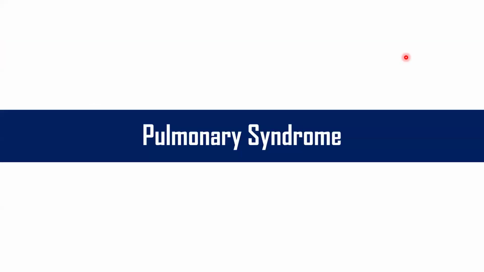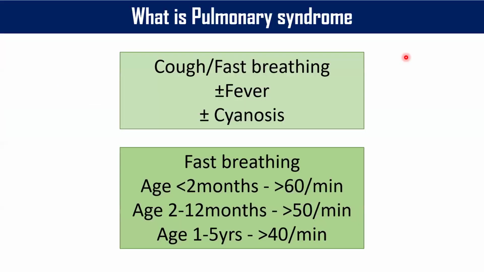The second component of this discussion is pulmonary syndrome. What is pulmonary syndrome? Any child who presents to you with cough and fast breathing, which may be associated with fever or cyanosis. This symptom complex is called pulmonary syndrome. It may be just cough and fast breathing, with or without fever, with or without cyanosis. What do you mean by fast breathing?